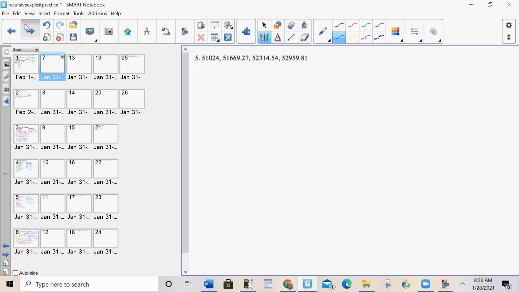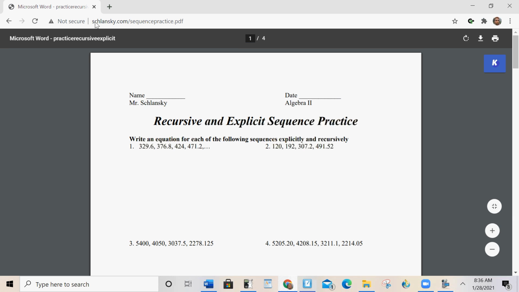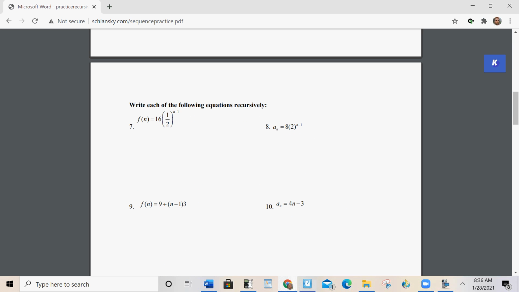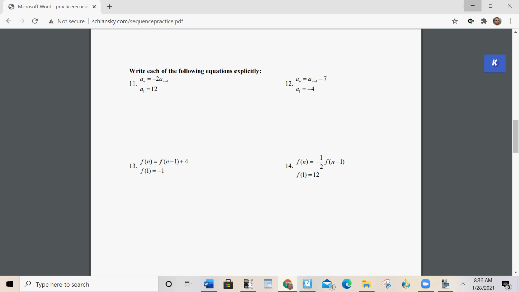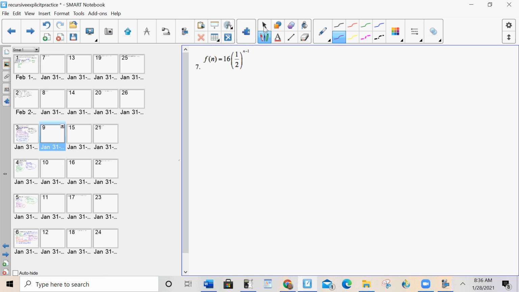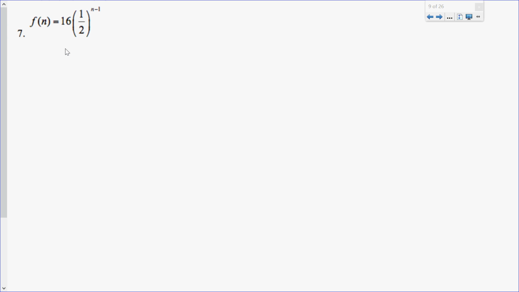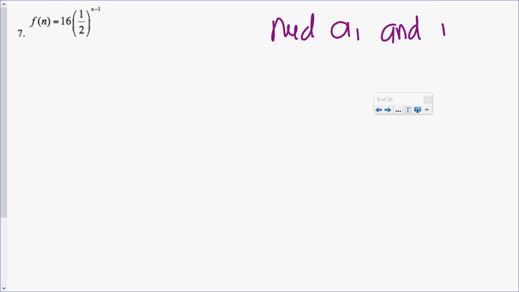All right, let's see what's next here. Same type of thing. Now we're going to go back and forth between the two forms. The next one says write each recursively, then write each explicitly. Regardless of which direction I'm going, to write a sequence, I need a1 and either r or d, depending on if it has a common ratio, geometric, or a common difference, arithmetic. These are the two pieces of information that I need to write a sequence, whether recursively or explicitly.